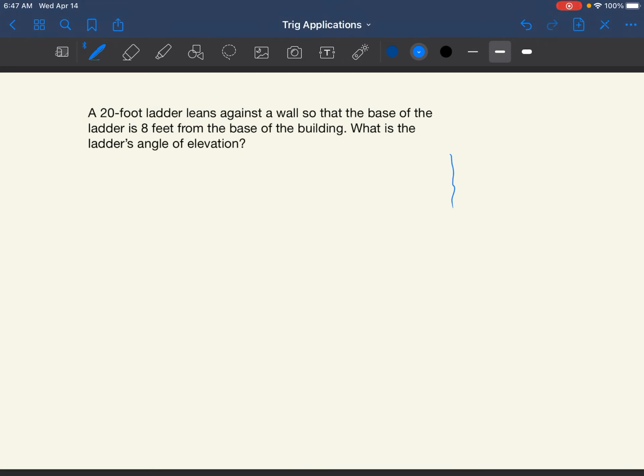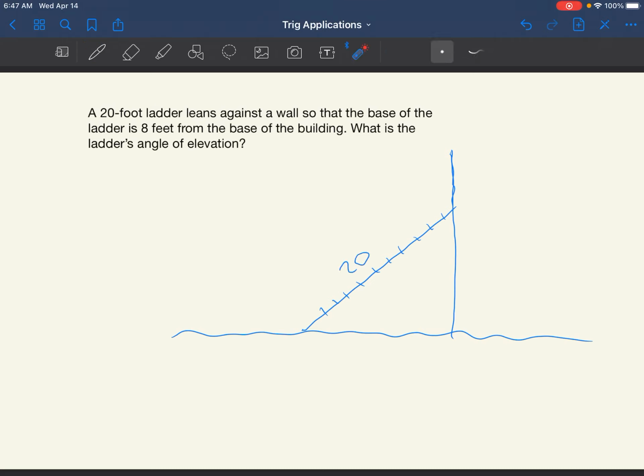Well, I'll try to. It's a little crooked, isn't it? Draw a wall right there. Now I have the ground down here. And we have a 20-foot ladder leaning against the wall. So I'll go ahead and draw this ladder. And it tells me it's a 20-foot ladder, so I'll put a 20 right here. That tells me that this ladder is 20 feet long.